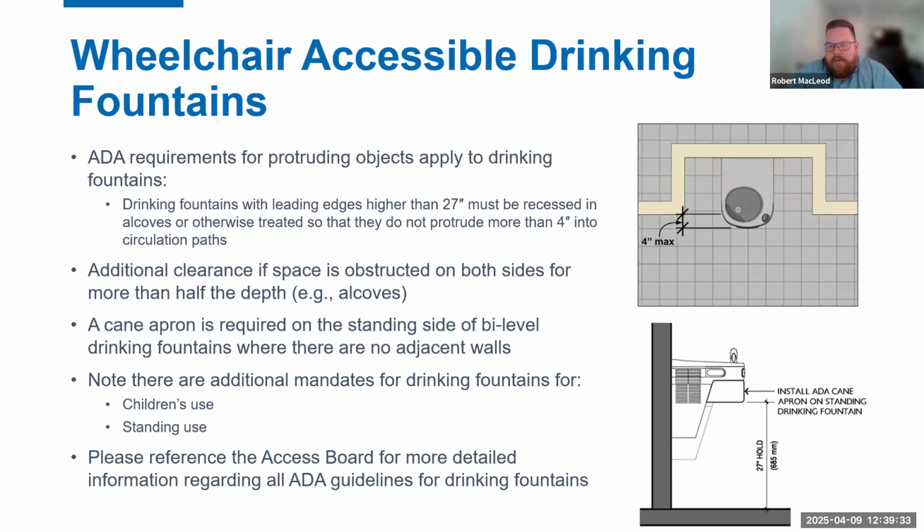Additional clearance is required if the space is obstructed on both sides for more than half the depth, such as the alcoves where the drinking fountains and bottle fillers are sometimes located. Certain states, certain provinces have different interpretations of what is exactly required. Just please reach out. We will be glad to help you make sure we're compliant.